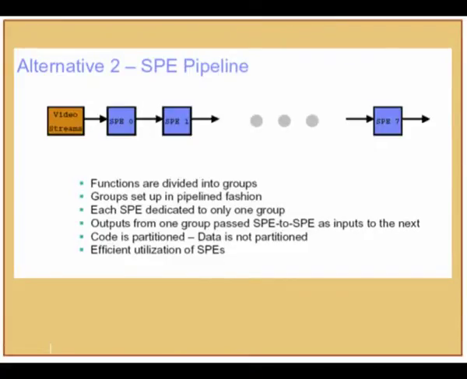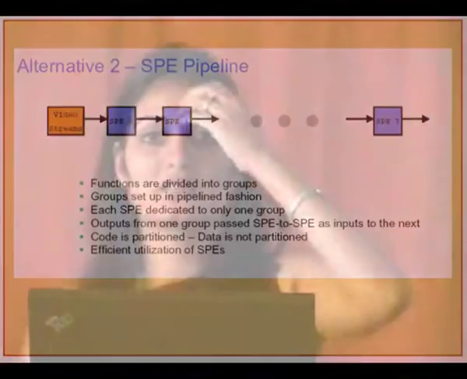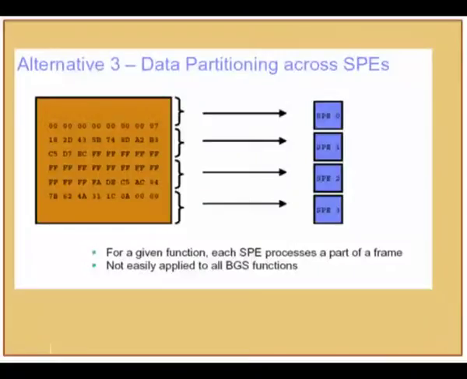This didn't work very well because load balancing comes in. Some phases might take longer than the other phases. Third, we could do data partitioning across SPEs. In this particular application, it was not so easy because there were lots of dependencies and lots of functions, and all these functions were accessing all these frames at different times. So this we could not do. We considered all these design considerations and went with the first alternative.